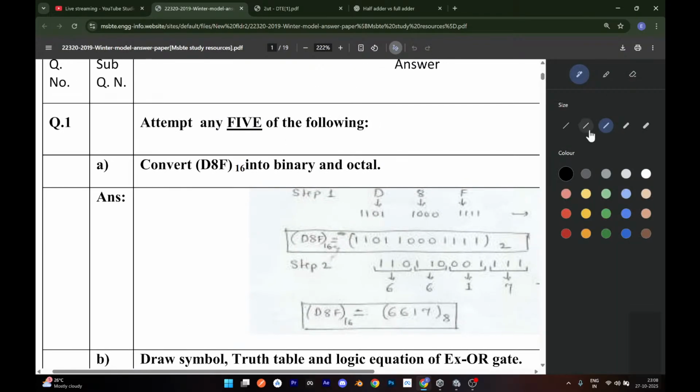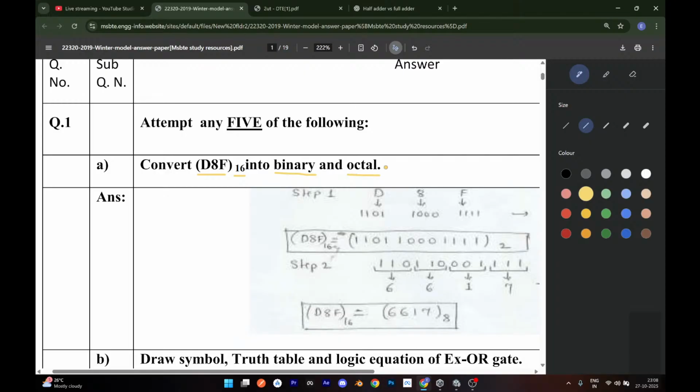Now what is happening here? They have told us to convert this D8S, which is in base 16, okay? We have to convert it into binary as well as octal.